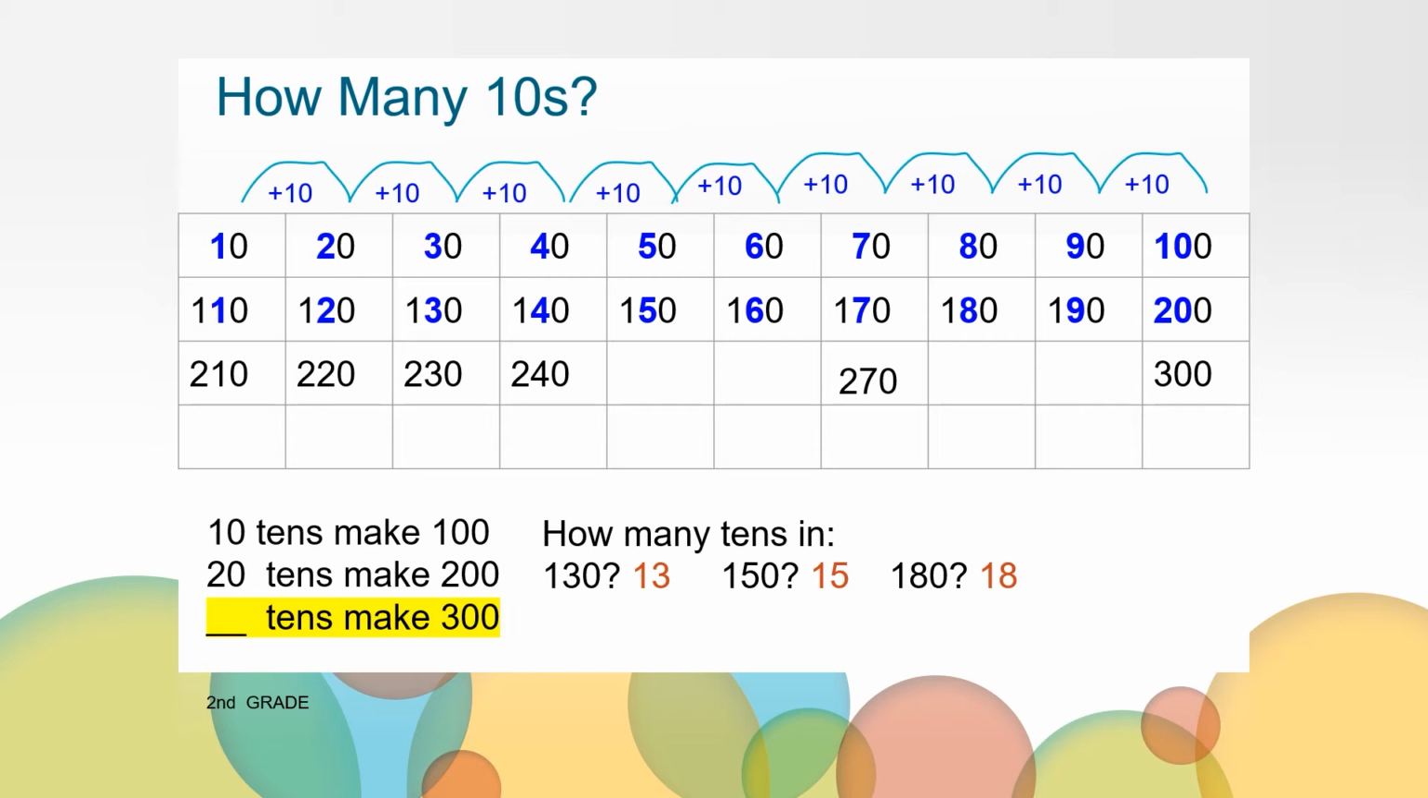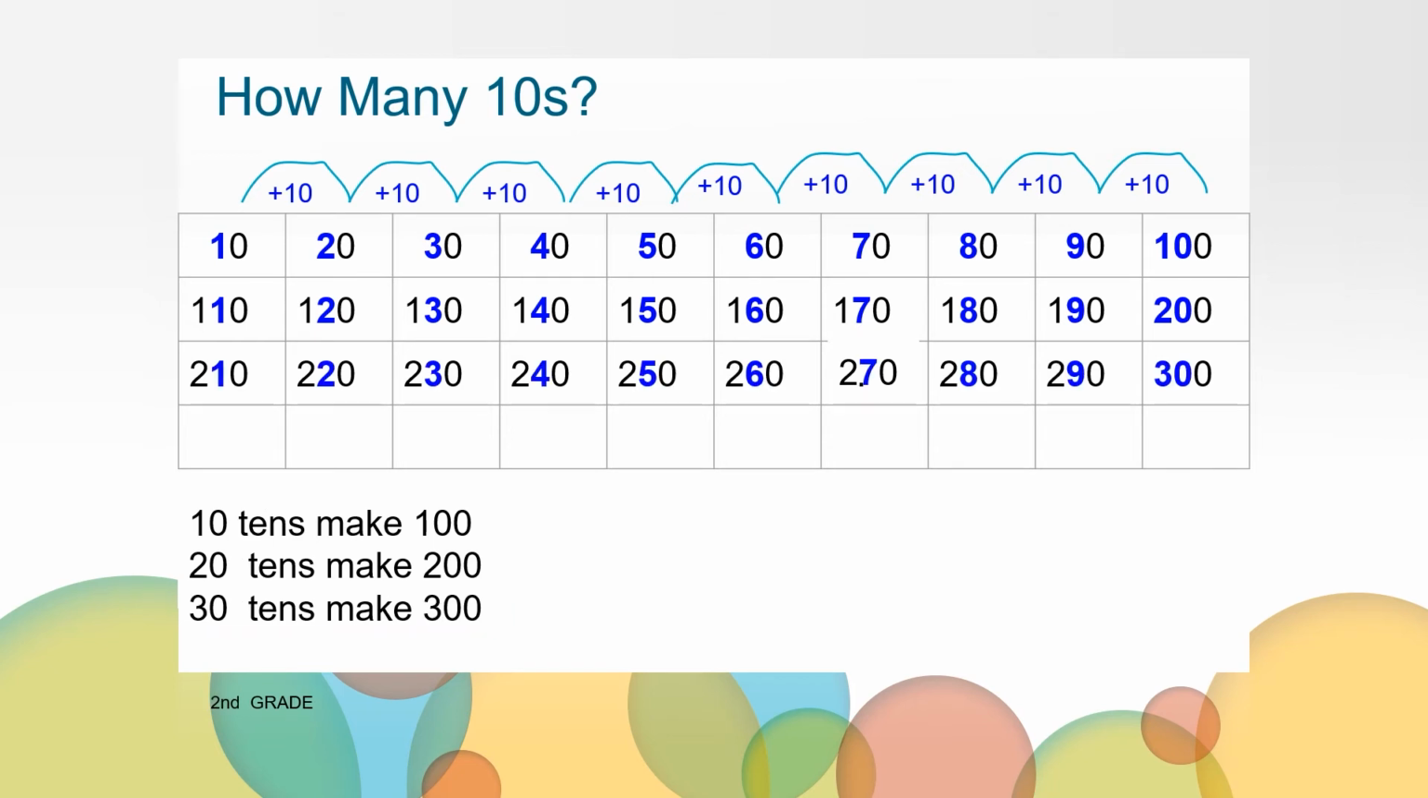So we know that it takes 10 tens to make 100 and 20 tens to make 200. How many tens does it take to make 300? It takes 30 tens to make 300. We are still counting by tens as we move across the rows, and the digit in the tens place is still getting bigger by 1 each time. But there might be some new patterns that you're starting to see. You might be starting to notice a pattern in the vertical columns.